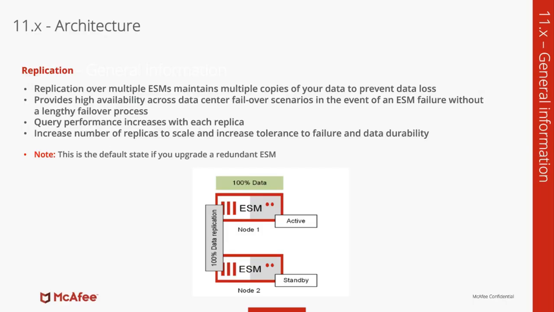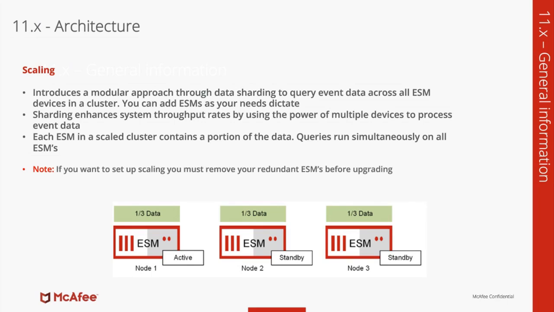With scaling, we introduce a modular approach through data sharding to query event data across all of your ESMs. You can add as many ESMs as your needs dictate. This is going to enhance the system throughput rates by obviously using the power of multiple devices to process your data. Each ESM in a scaled cluster contains a portion of your data, and queries run simultaneously on all of the ESMs. Again, if you want to set up scaling, you have to remove redundancy first before you upgrade.